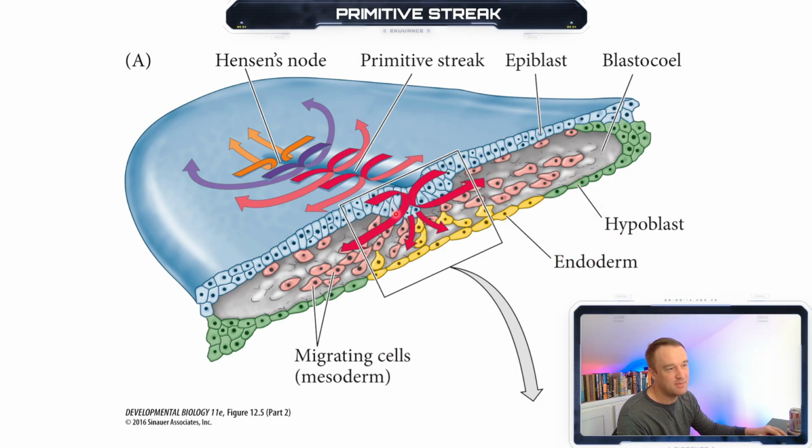We have these cells migrating in from the exterior, from the epiblast, to be mesoderm cells. The endoderm cells are already in place here. They're on the inside of the blastocoel, so that's the pocket here. And we have the hypoblast cells that help to start this whole formation off. Let's look at my notes, make sure I didn't miss anything.